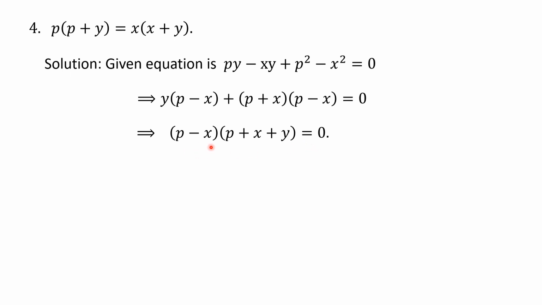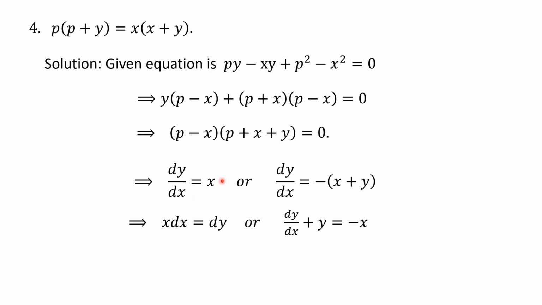So we'll get p minus x equal to 0, that is p equal to x, or dy by dx equal to x. Another is p is equal to minus x minus y, or minus of x plus y, that is dy by dx equal to minus of x plus y. The first one is variable separable, so I have x dx is equal to dy, whereas the second one is not variable separable.